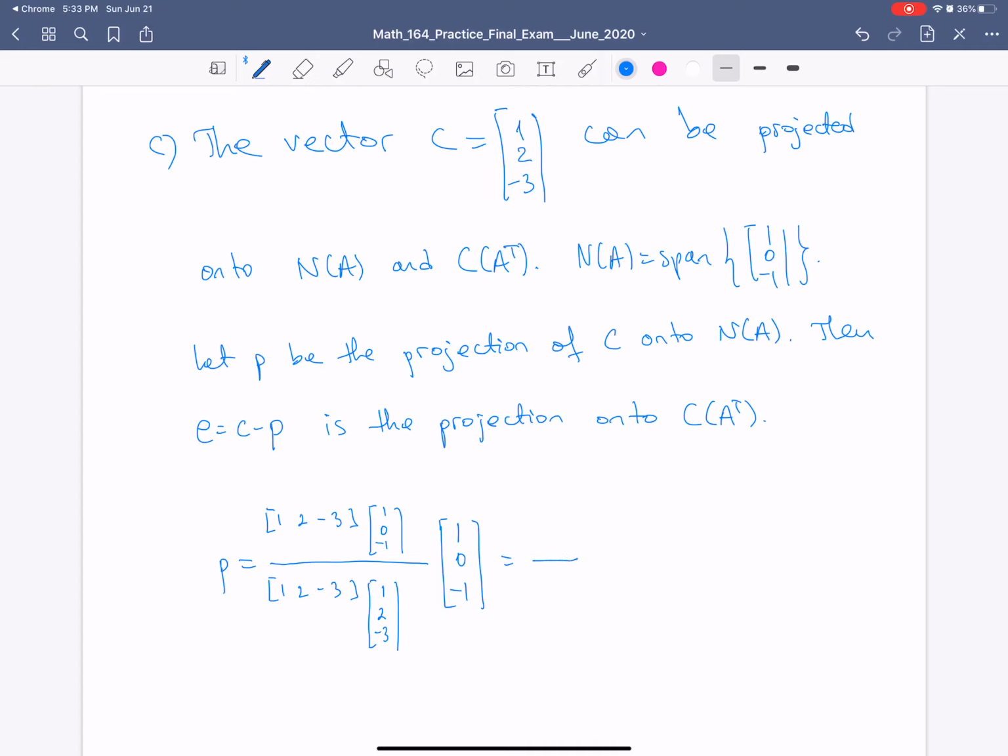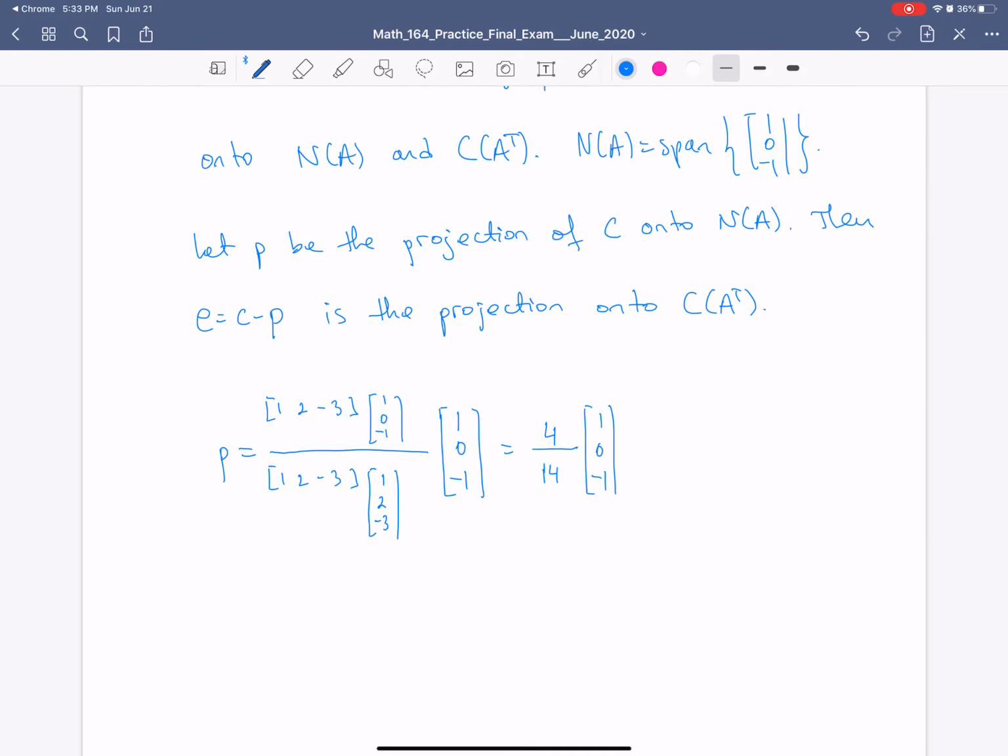And on top, we have 1 plus 3, so that's a 4. And in the denominator, we have 1 plus 4 plus 9, that is 14. Times the vector 1, 0, negative 1. I could write 2 sevenths, but it doesn't matter. You can just leave it like that. And then the other projection, because you've already explained. So giving me this statement is half the marks because you understand what you're doing. You're explaining that you know what's going on. So here, if you make some computational errors, it's not the end of the world. It's okay. So we found P.